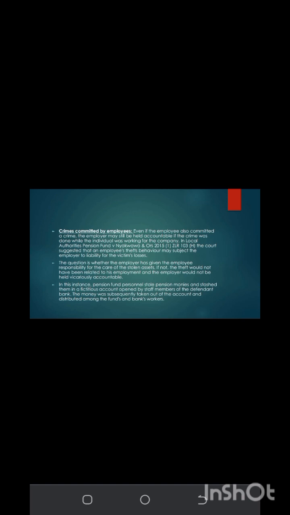Crimes committed by employees. Even if the employee also committed a crime, the employer may still be held accountable if the crime was done while the individual was working for the company. In Local Authority Pension Fund versus Munukwa, the court suggests that an employee's theft may subject the employer to liability for the victim's losses. The question is whether the employee was given responsibility for the care of the stolen assets. If not, the theft would not have been related to his employment and the employer would not have been held vicariously accountable.